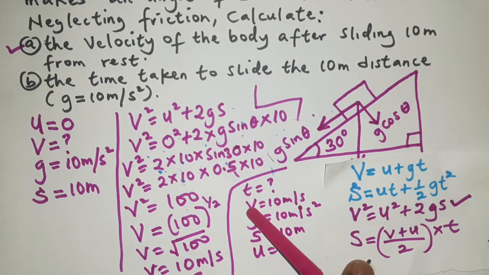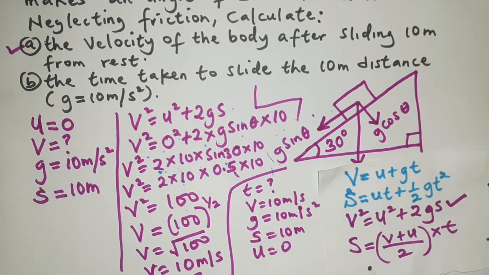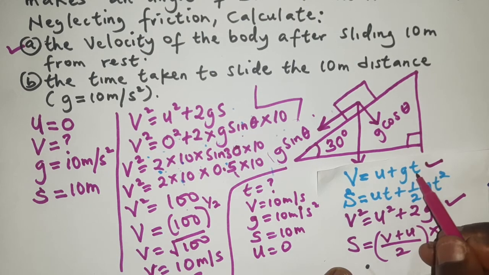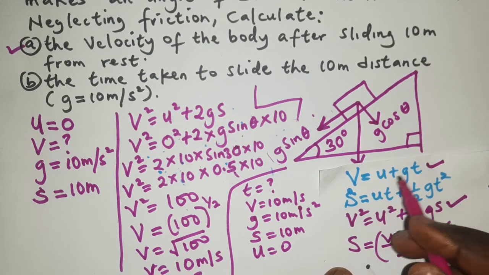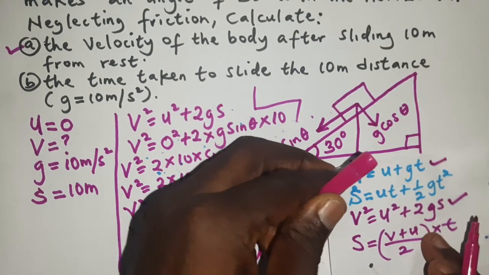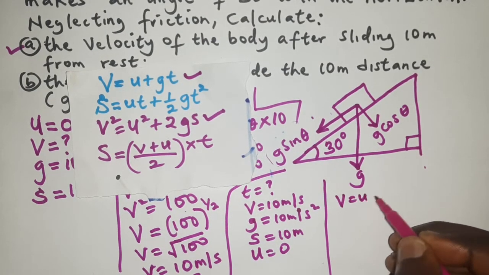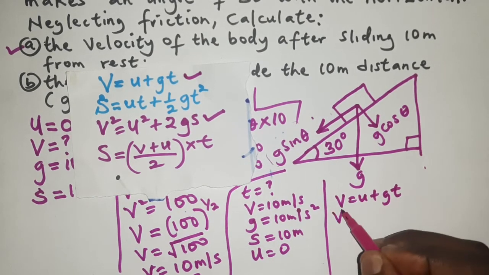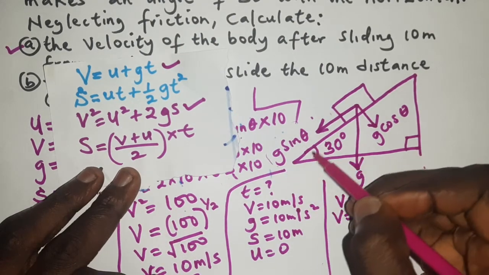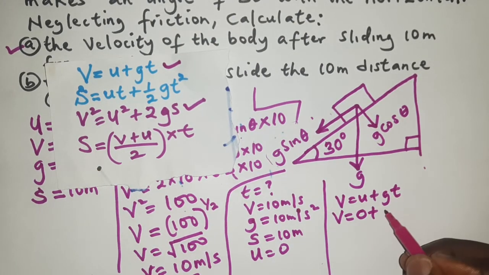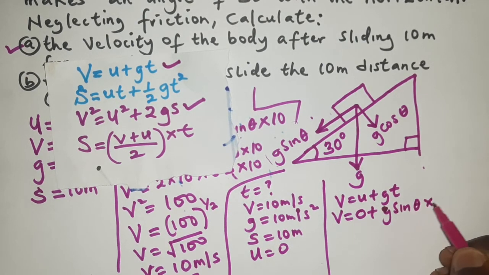VUGT still works out, because we're asked to find the time, and we have g, we have u, and we have v. So this one will blend in. So let's write down v equals u plus gt. So v equals 0 plus, what's our g? Remember the g is this whole value here this time around. So that'll be g sine theta times t.